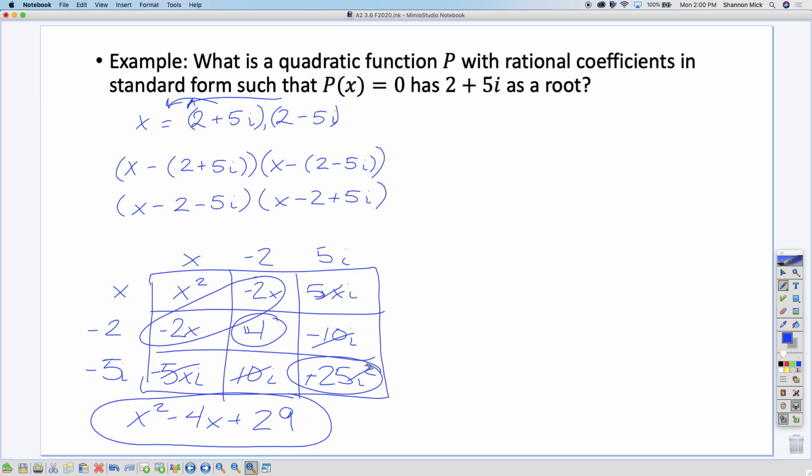Questions before I move on? Are you good? I don't understand. Well, you were in the bathroom for the whole thing. Use the box. That's basically it.